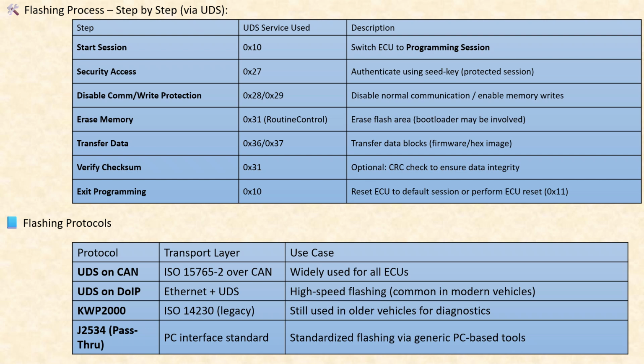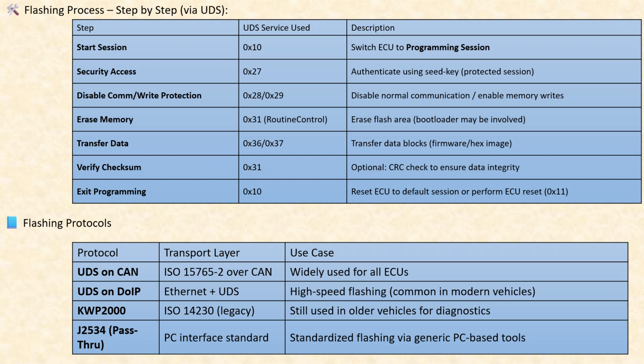Once you enter the security access, you disable the communication write protection by using the 0x28 or 0x29 UDS service. And next, you disable normal communication, enable memory writes, erase memory with 0x31, erase the flash area, and transfer data with 0x36 and 0x37, transferring the data blocks of the firmware hex image.